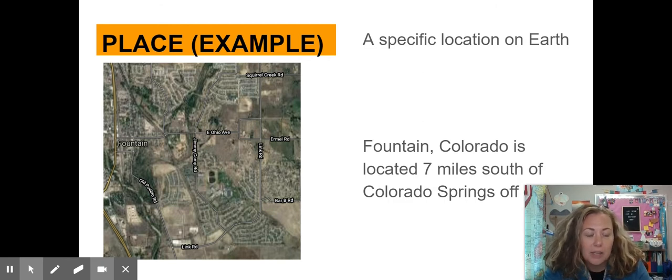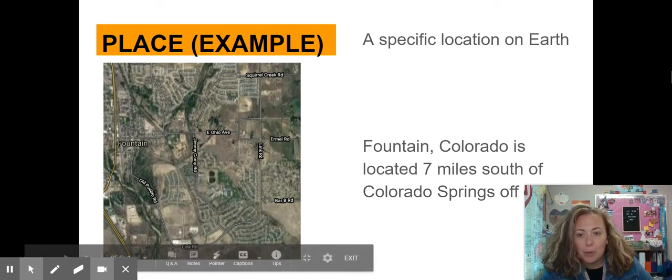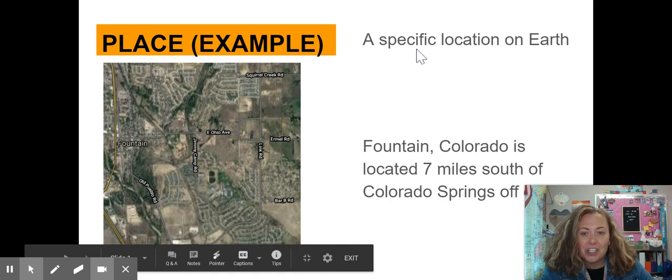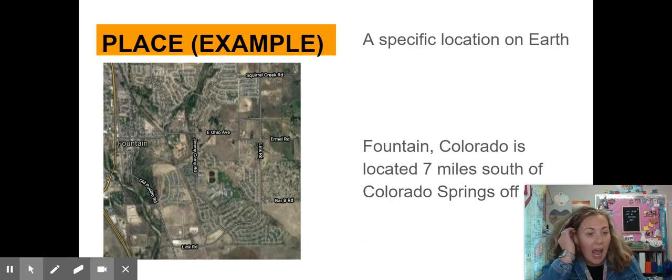And so you were asked to give a definition, a picture, and then a description of your picture. So for our definition, it's just a specific location on Earth. That is as simple as it can be. Everywhere on Earth is a place.